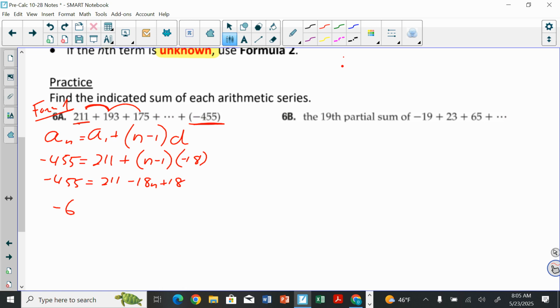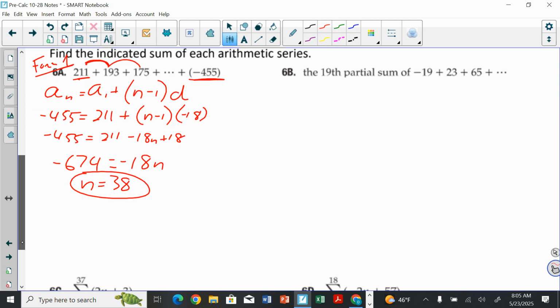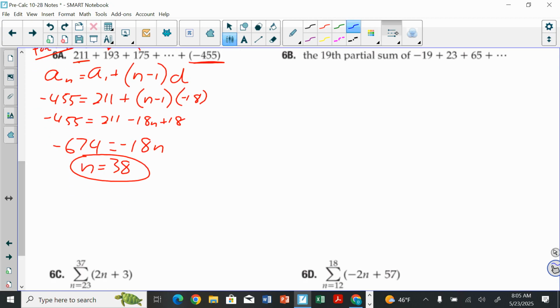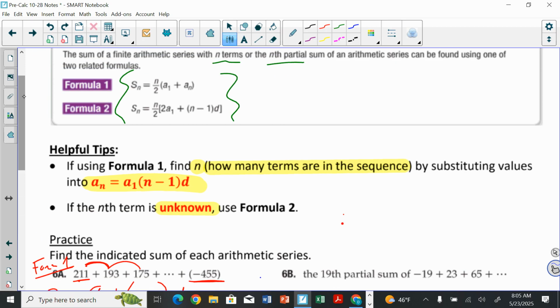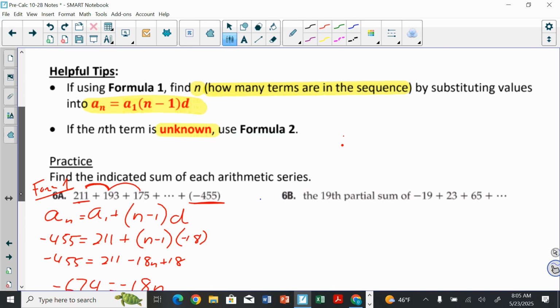Yes, you do. You end up combining like terms and subtracting. You're going to get negative 674 equals negative 18n. Just doing algebra, and n is going to be equal to 38 here. Okay, so that's key. Now I can go ahead and use Formula 1 from up here.